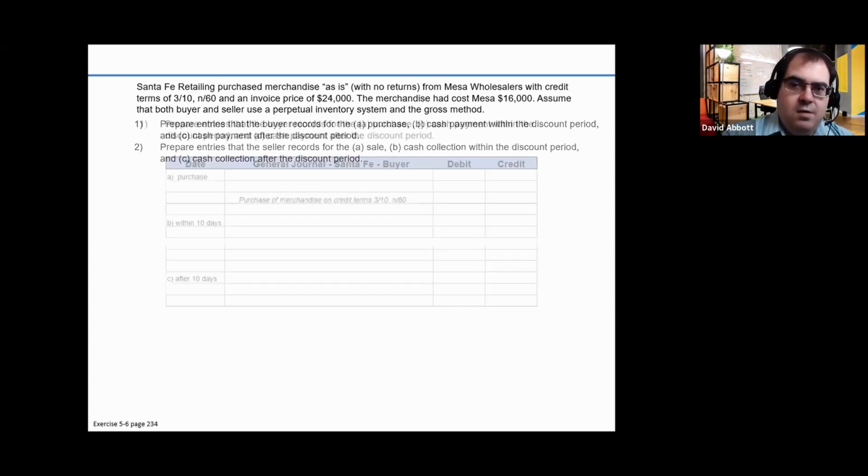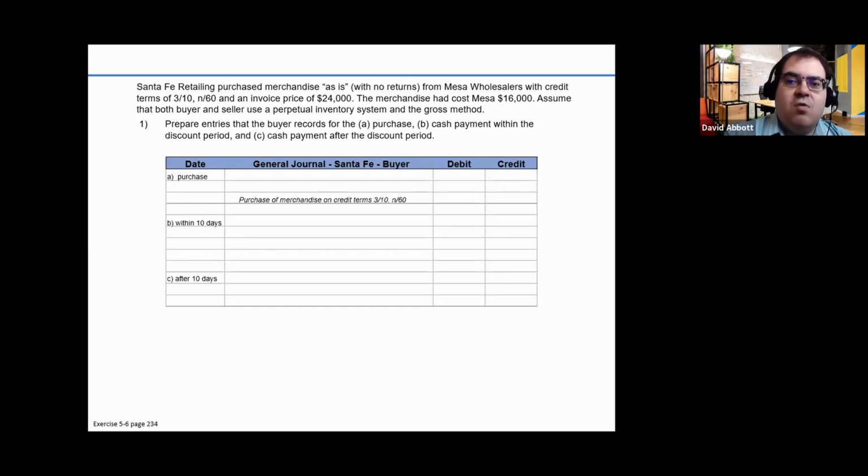So the first thing we're going to do is go ahead and prepare the entries for the buyer side, which is Santa Fe Retailing. What would happen for them as the buyer? So for them, they're going to debit the merchandise inventory $24,000, because Santa Fe Retailing is purchasing it. Their inventory is going to go up. So inventory is an asset, so to increase an asset, you're going to debit. And then you're going to credit the accounts payable $24,000, because Santa Fe Retailing has now created a liability for them.